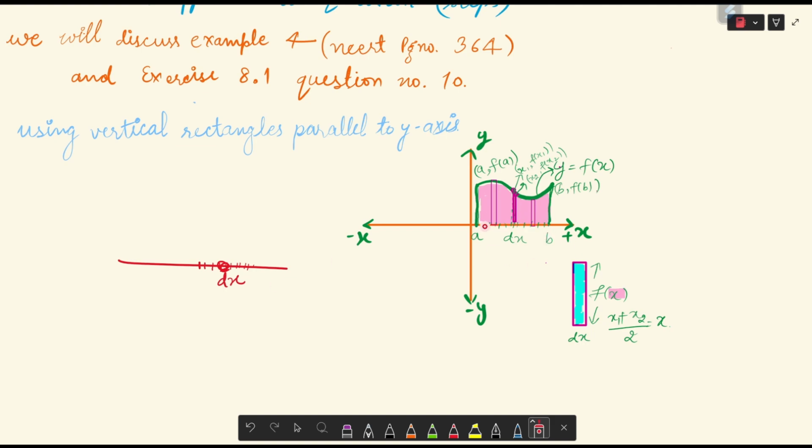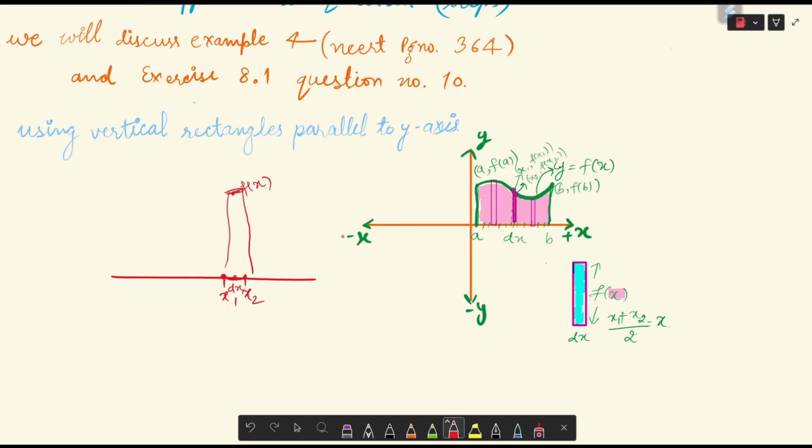With these intervals, take the value of the function. Suppose the very small interval which I have taken, on the x-axis, is from x1 to x2, with a very small length dx. I take the midpoint of these two and the value of the function at that point. Then draw a rectangle.